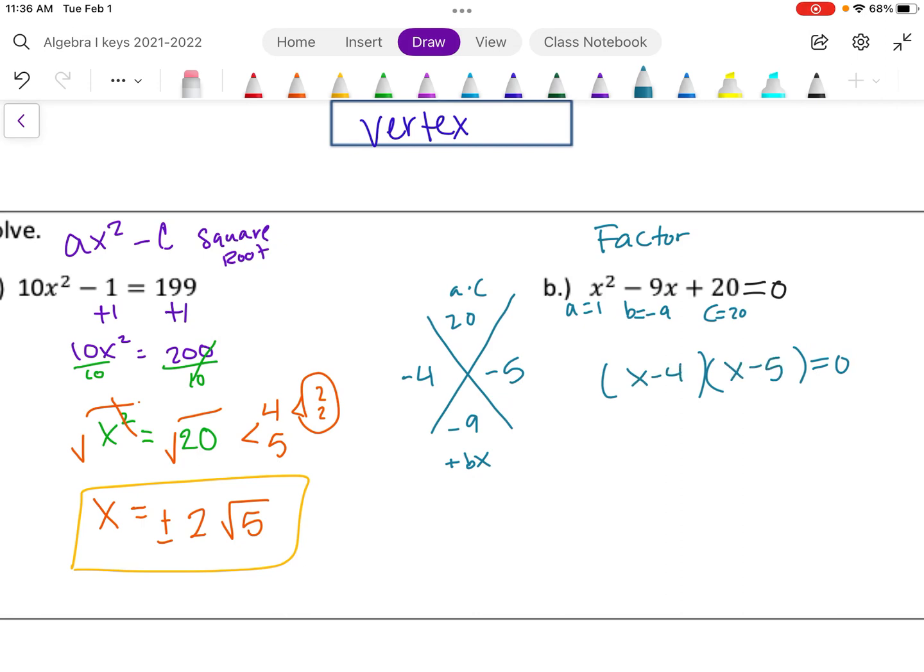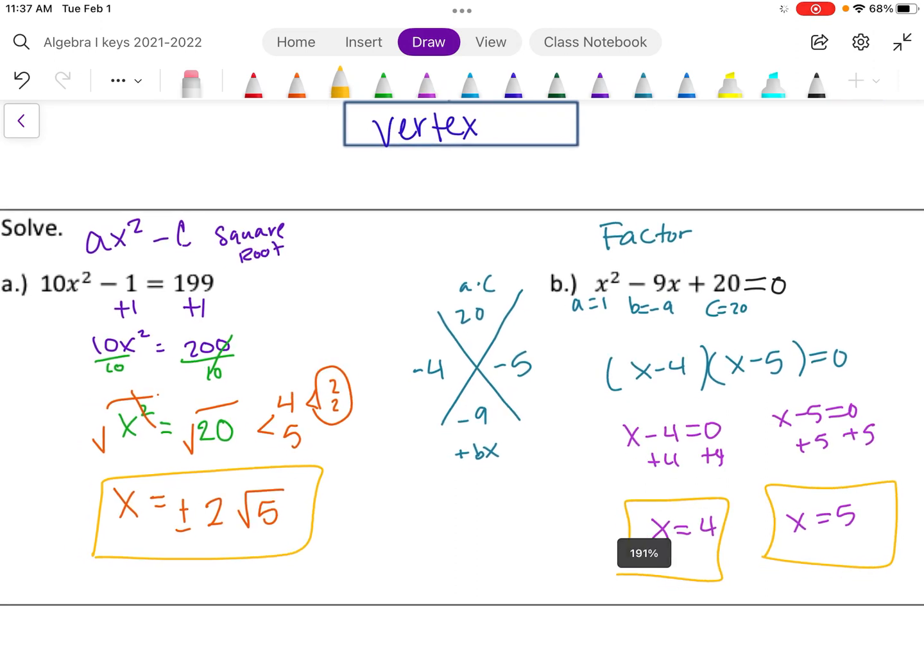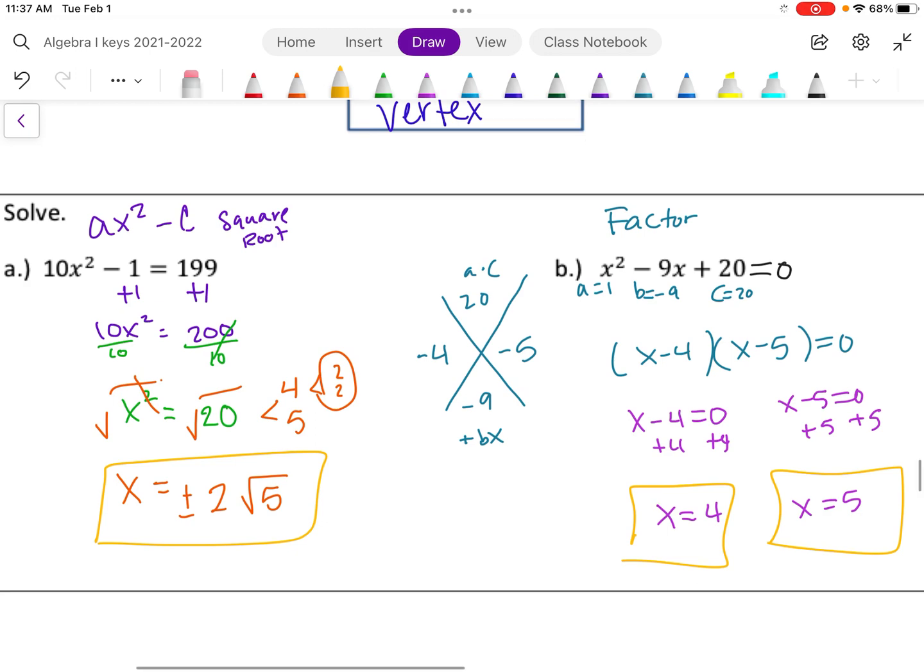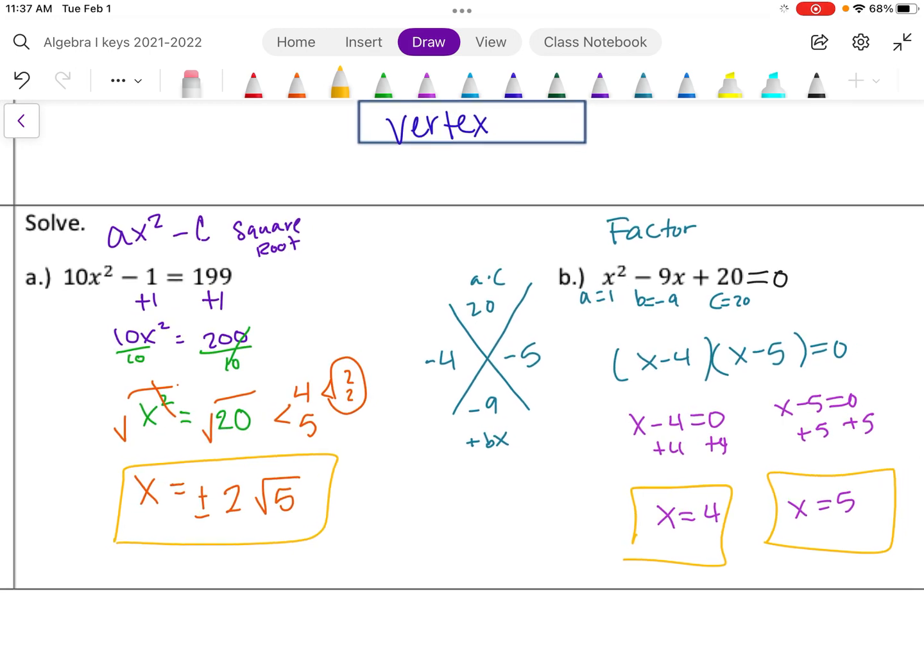And since a was 1, I was able to use the shortcut. If you wanted to draw the whole box, you could. You would end up with those same factors, x minus 4 and x minus 5. So now we just have one step left. We have to set each of these factors equal to 0, and then we can solve. Add 4 on both sides, so we find that x could be 4, and then add 5 on both sides, we find that x could be 5. Those are our two solutions. So you need to know how to solve with the square root method, and how to solve by factoring.